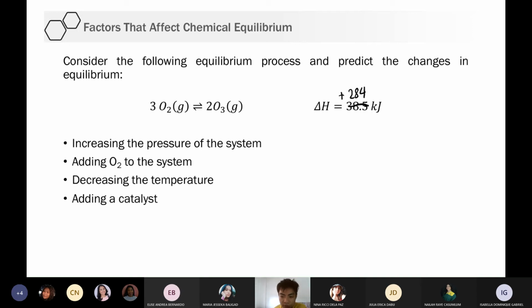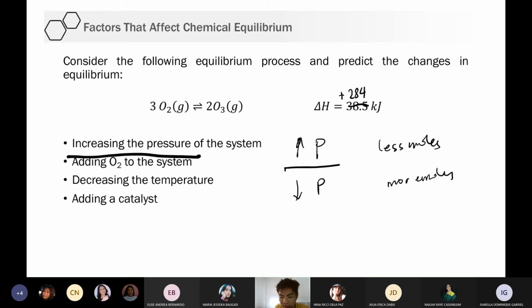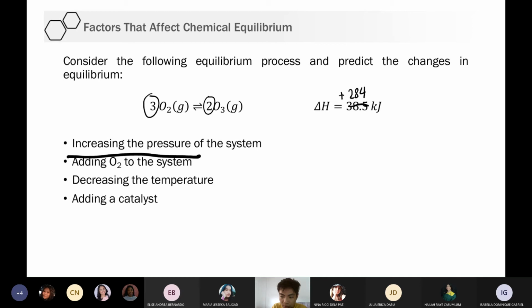Let's answer the 4 questions: whether the shift of the equilibrium is to the left or to the right. Okay? So, increasing the pressure of the system. Again, there are 2 outcomes. If you increase the pressure, you will favor the fewer moles. If you decrease the pressure, you will favor the more moles. So what was done in the question? Increase the pressure. Since we increase the pressure, we go to the side with fewer moles. On the reactant side, 3. On the product side, 2. So which is more favorable? The product side is more favorable because it has fewer moles. So we go to the product side, to the right.